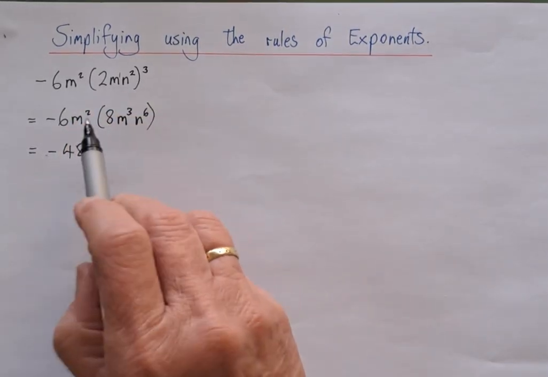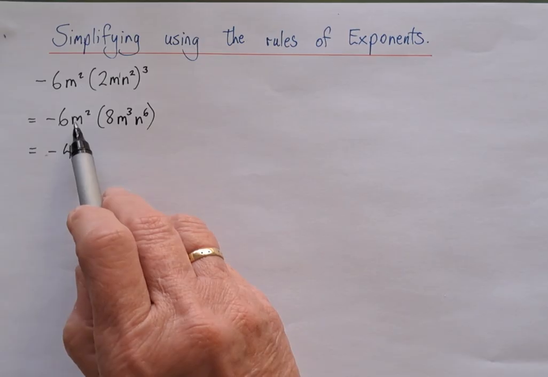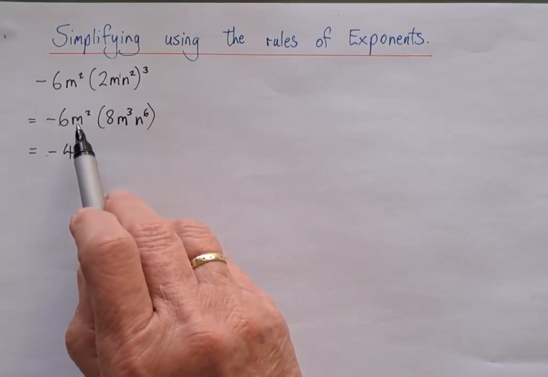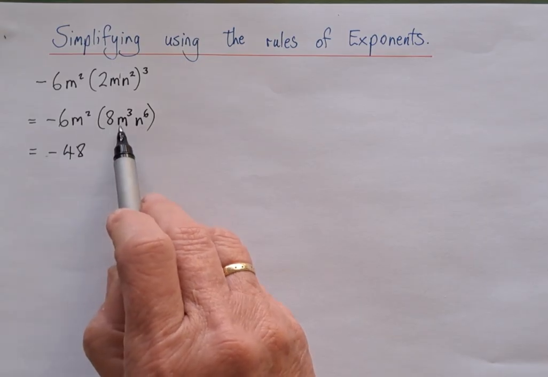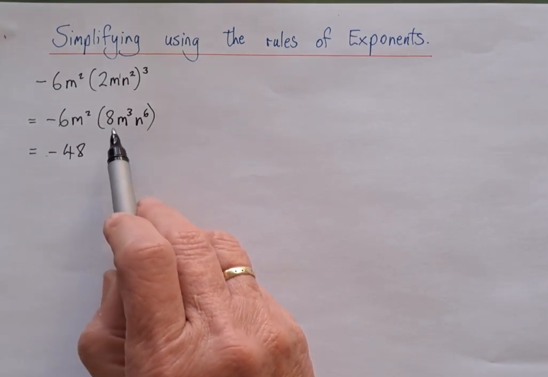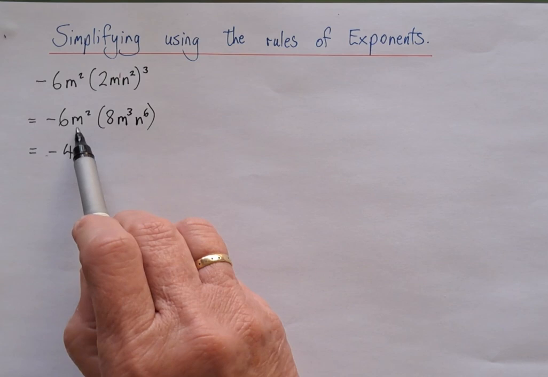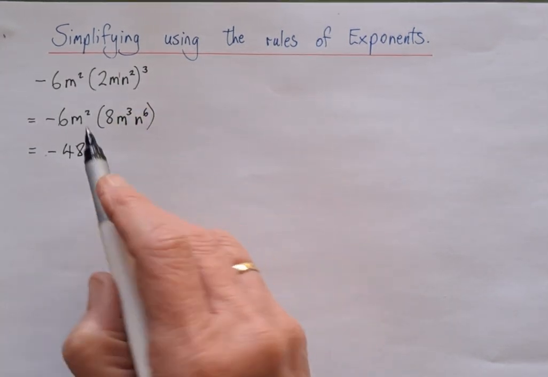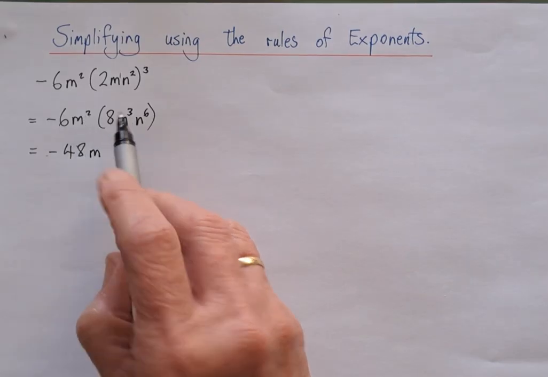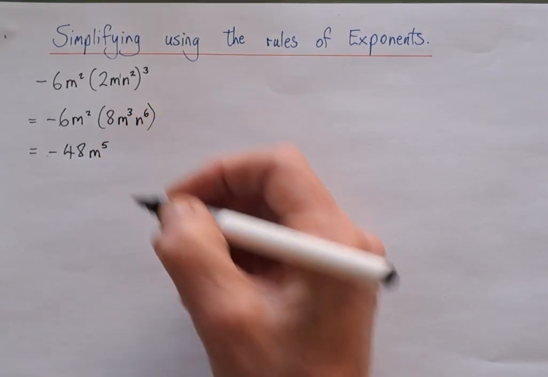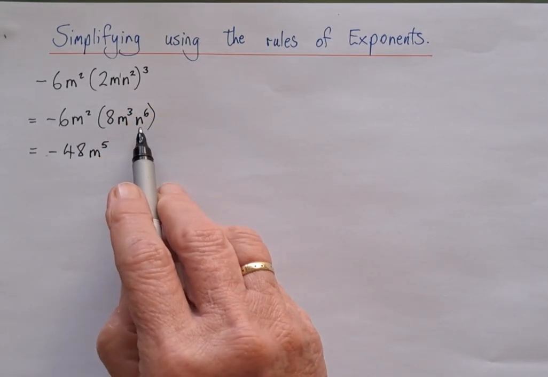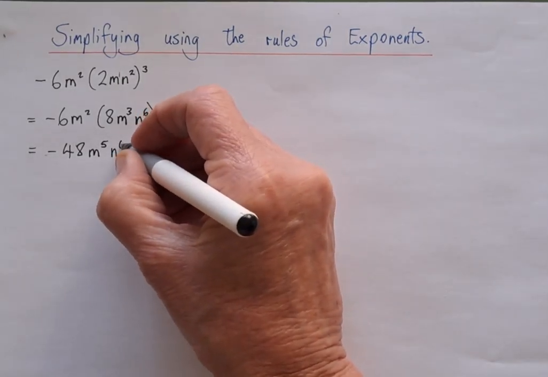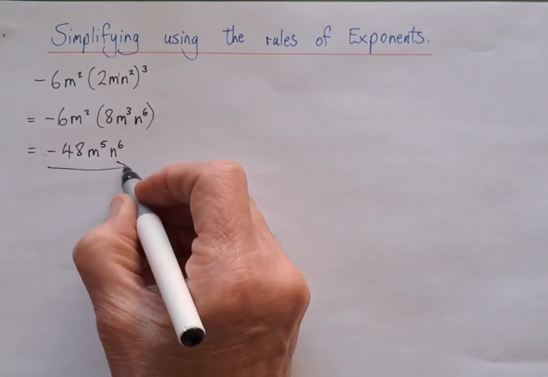Then look at anything that's got a base of m. m squared times m cubed. Now remember, this has got its own base, and that's got its own base. So we're not raising a power to a power. We're multiplying a power by a power. So the base will remain m. And in this case, we're going to say 2 plus 3 is equal to 5. There is no other power with a base of n, so that is simply going to remain n to the power of 6. And that's our final answer.